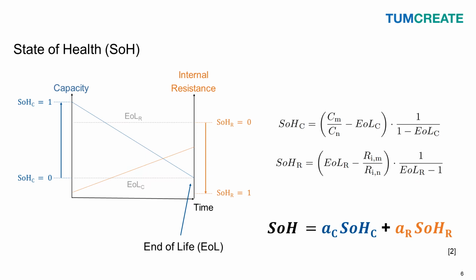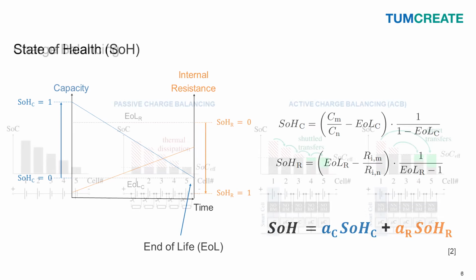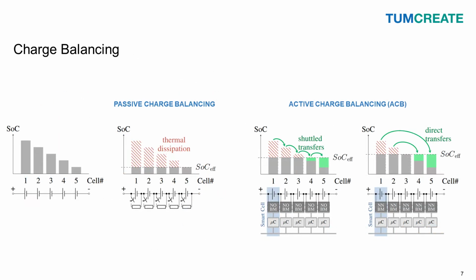And this may introduce differences in the state of charge over time. And this will actually get worse over time. So if you have a weaker cell or more aged cell, this will charge and discharge quicker than the other ones. And since you have to stop charging or discharging when the first cell reaches empty or full, you may not use the entire capacity of your battery pack. So what you want to do over time is charge balancing.